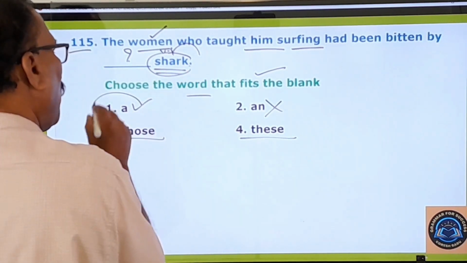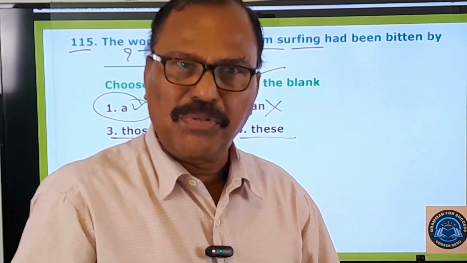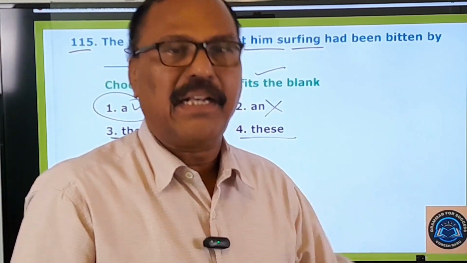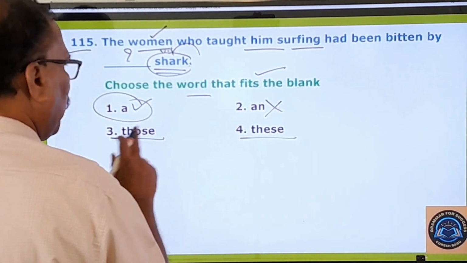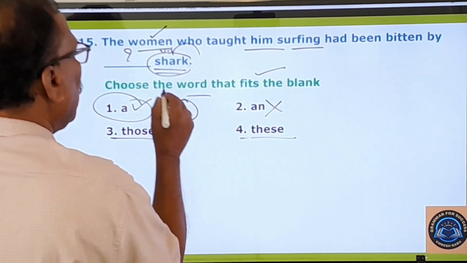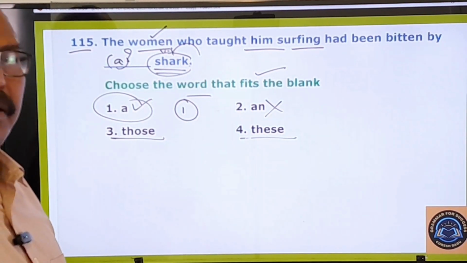So you know very well, only before a singular countable noun we always use the article a, the indefinite article a. You know that very well. Therefore second one, third one, fourth one are wrong. Only the first one is the right one. We use only a shark. Right. You go to the 116th question.